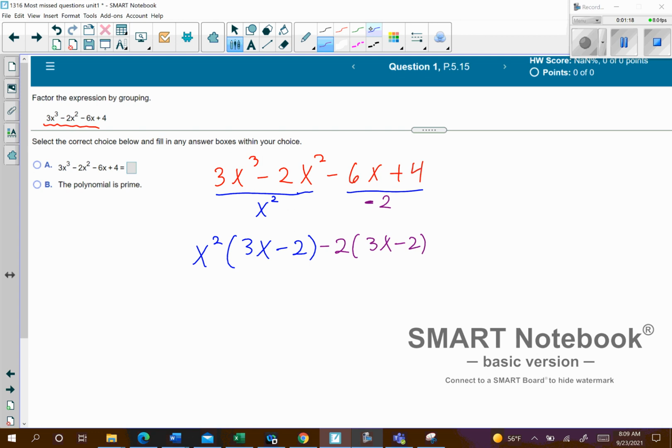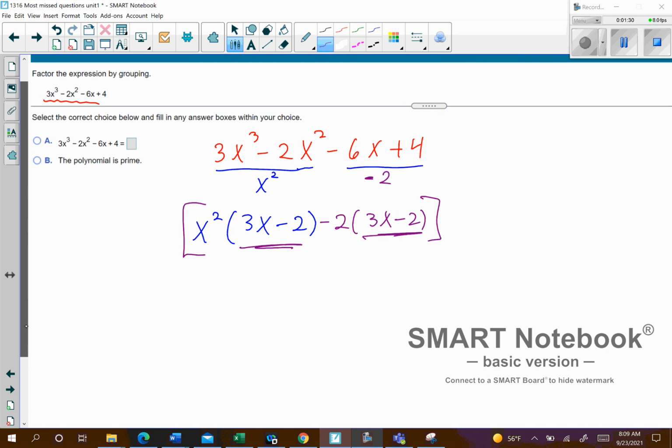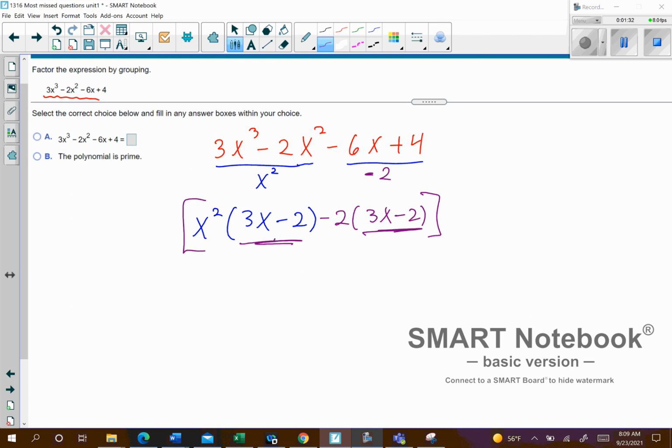And so now you can see that you have matching groups right here, right there. And so I like to put these little brackets here to kind of give a little better picture of what's going on here. What we're going to do now is we're going to factor this out right here. That's what these two have in common between the subtraction sign right here. What they have in common is the 3x minus 2. So I factor that out.